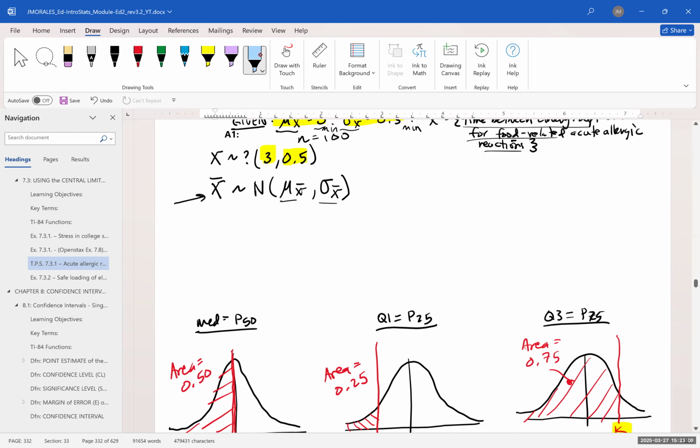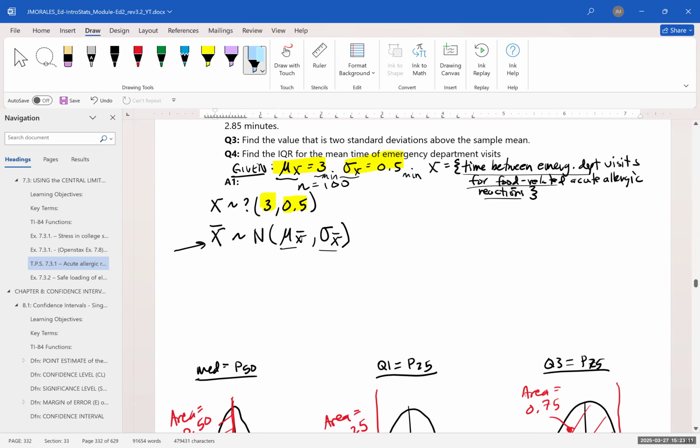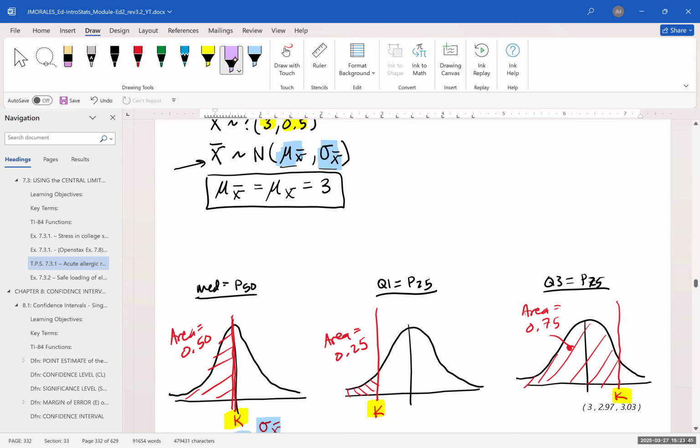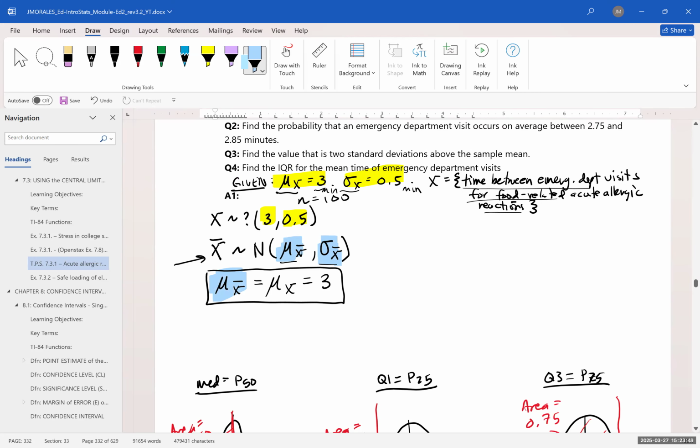So how do we get these from what we've been given? How do we calculate this and how do we calculate that? By what we've learned about the definition of the sampling distribution of the mean, we know that it is equal to the population mean. And we know the population mean is 3. So that's pretty much a done deal there. We have this value.